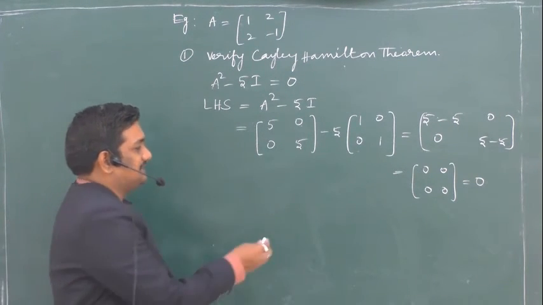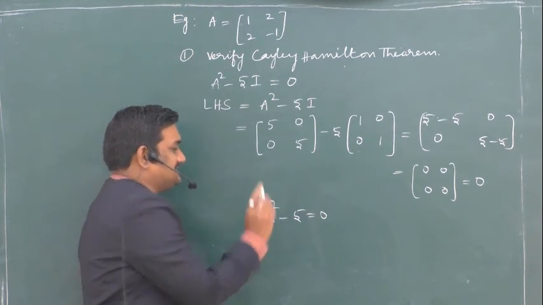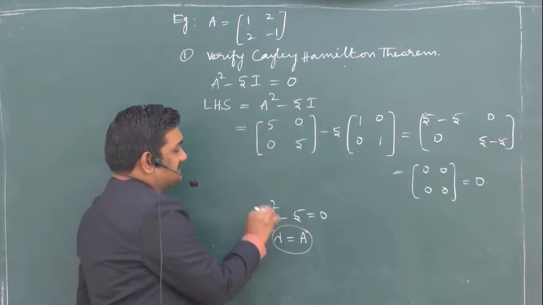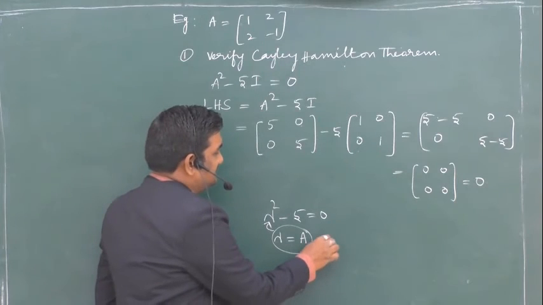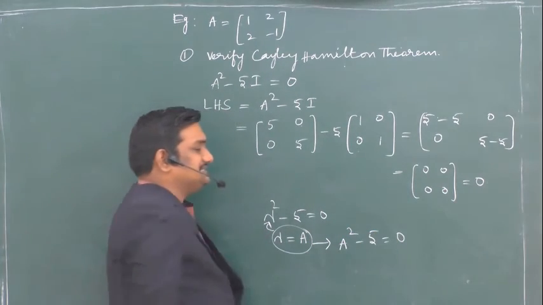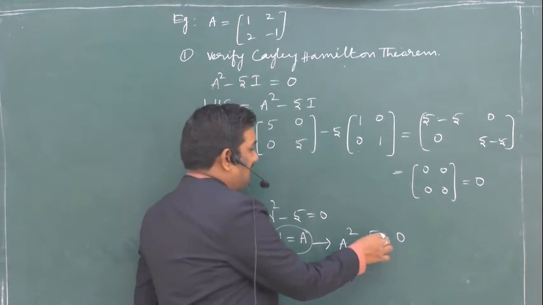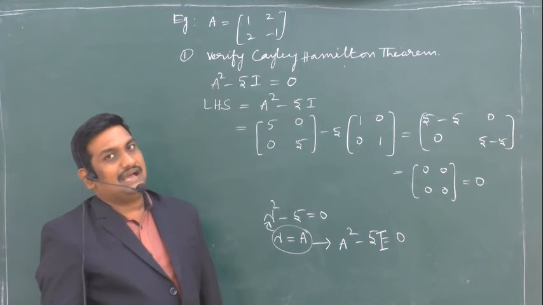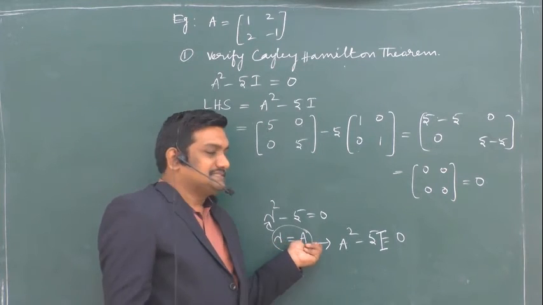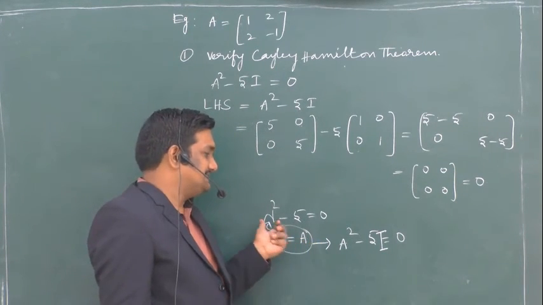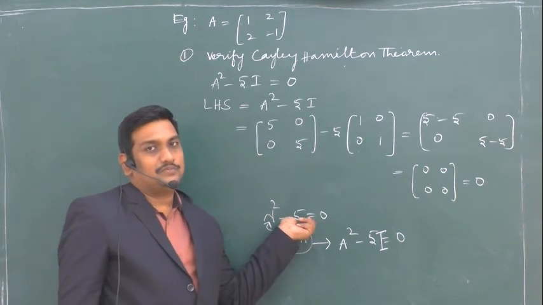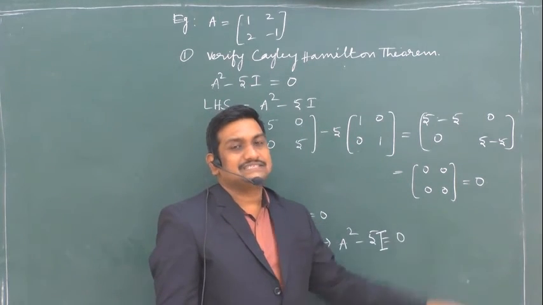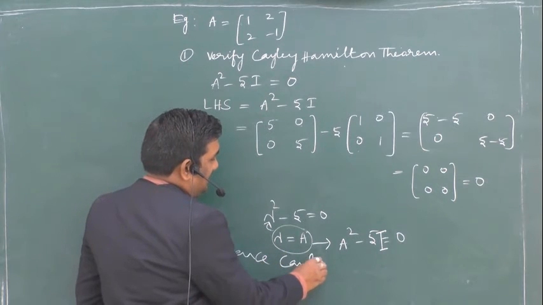So verifying Cayley-Hamilton theorem means you take the characteristic equation. Characteristic equation is lambda square minus 5 is equal to 0. Whenever you replace lambda with square matrix A, that equation must be satisfied. That is A square minus 5 is equal to the null matrix. Since you can't add a number to a matrix, you need to multiply the number with the identity matrix. That is A square minus 5I is equal to the null matrix. Since we got this, hence Cayley-Hamilton theorem is verified here.